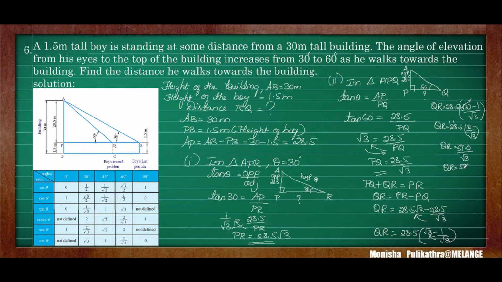So QR is equal to 57 by root 3 into root 3 by root 3. So QR is equal to 57 root 3 over root 3 into root 3, which is root 3 whole square, where the square and root cancel. So 3 will be remaining. 3 ones are 3, 3 nines are 27. So the value of QR, the distance traveled by the boy of height 1.5 meters from position R to position Q, is 19 root 3 meters. Okay, I hope you understood this.